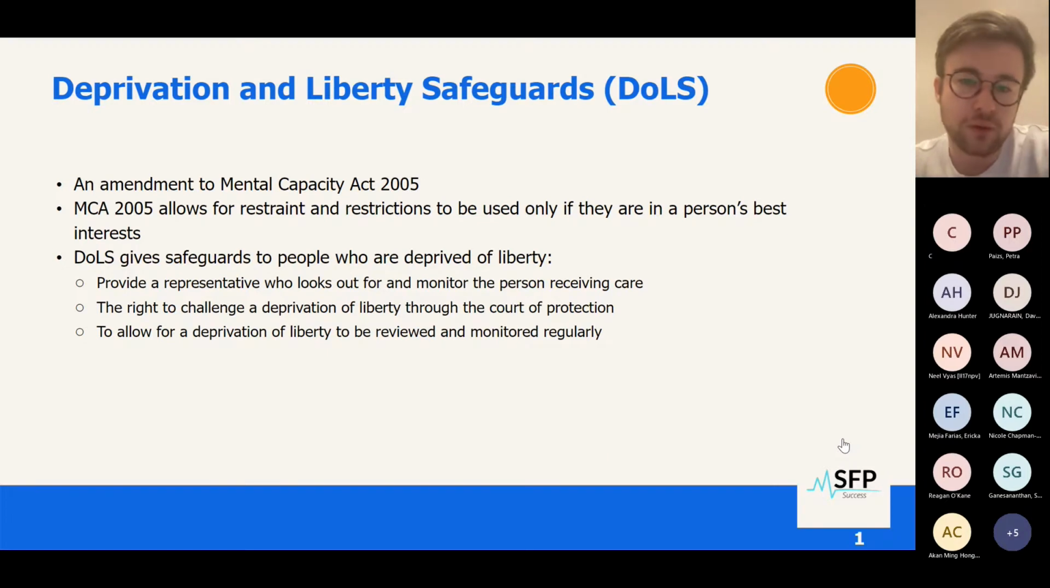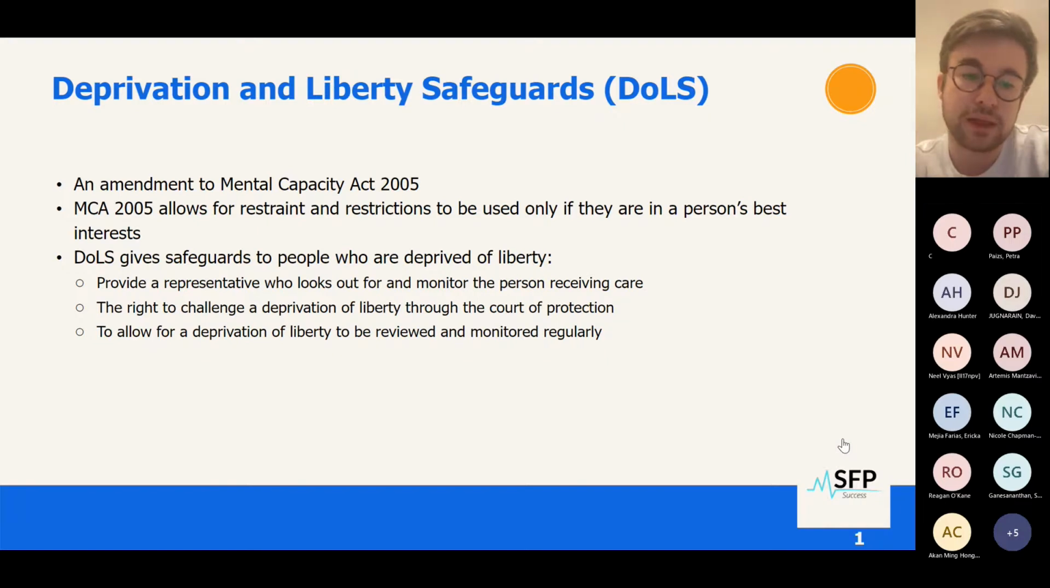And basically the DoLS is some safeguards that are given to patients to try and protect them, which we've outlined here. So that's to provide a representative who looks out for and monitors the person receiving care. They can challenge deprivation of liberty decisions through the Court of Protection.